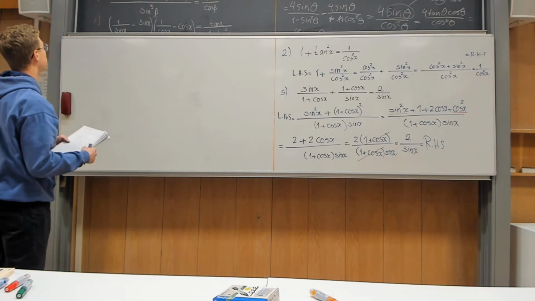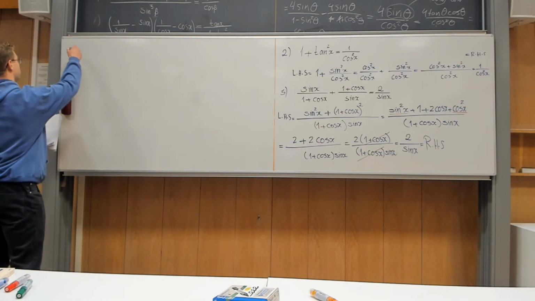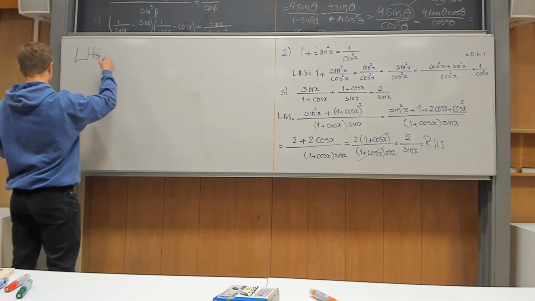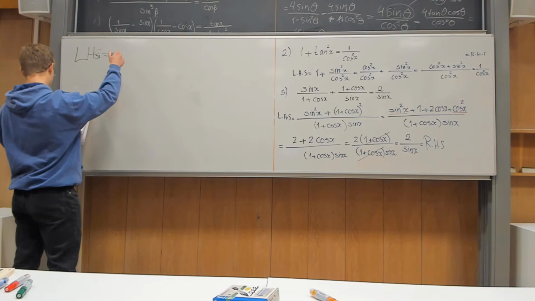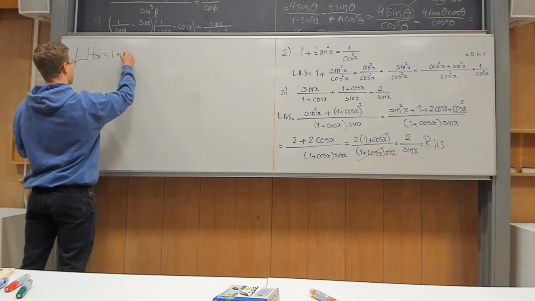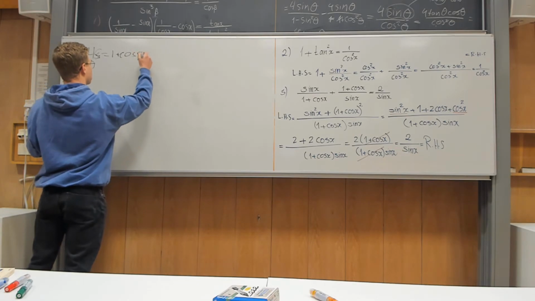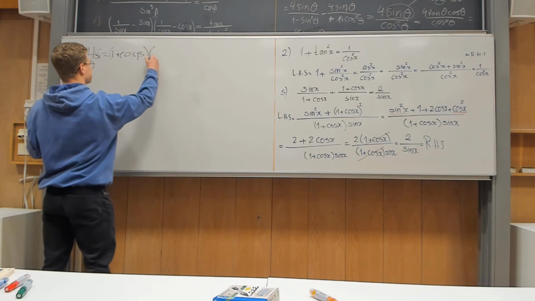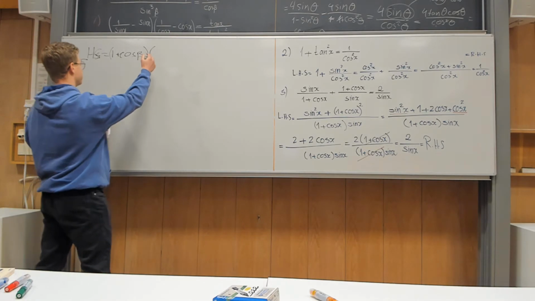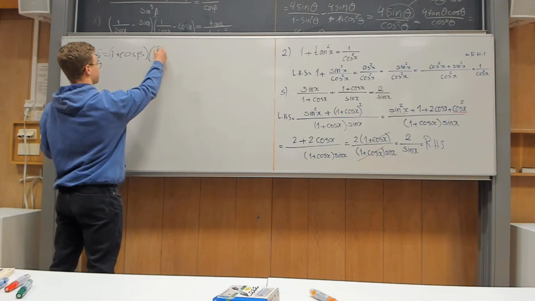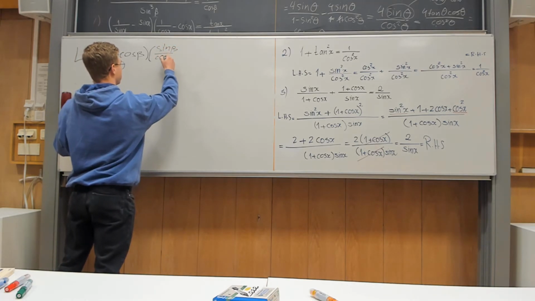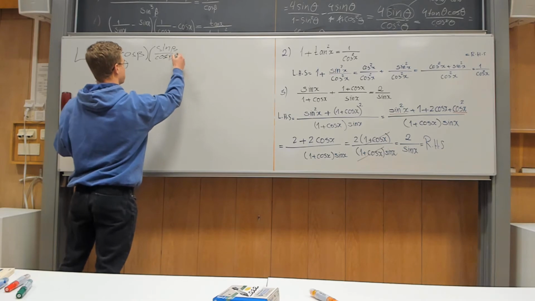Okay, so I'll start with the left-hand side. And the tan b here can be written as sine b over cosine b.